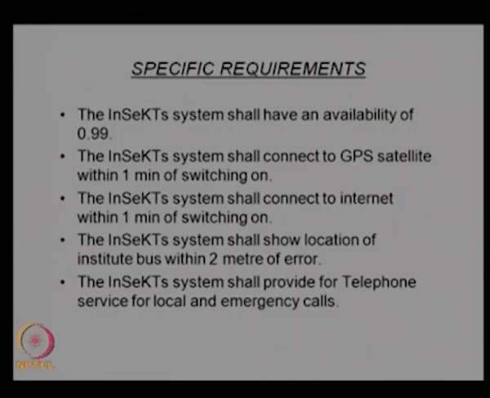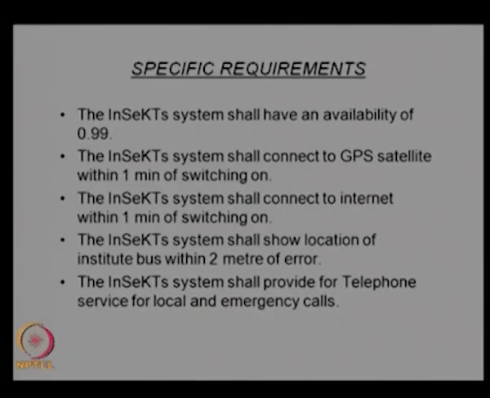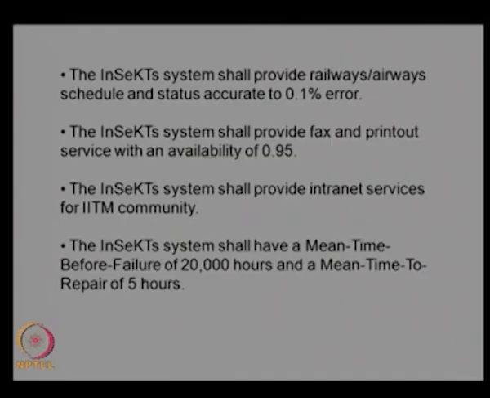Then the INSECT system shall show location of institute bus within 2 meters of error. So that is the error allowed. Within 2 meters it should show the location of the institute bus. Real time information should be provided. Then the system shall provide for telephone service for local and emergency calls also. These are some of the specific requirements of the system. Also the system shall provide railways or airways schedule and status accurate to 0.1% error.